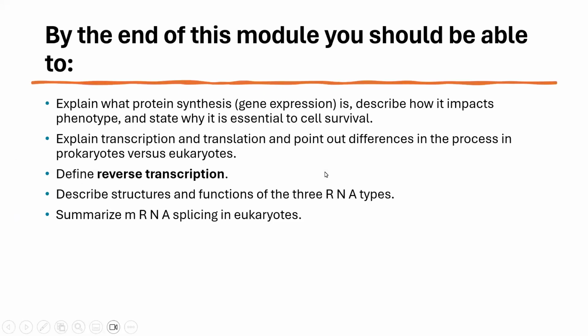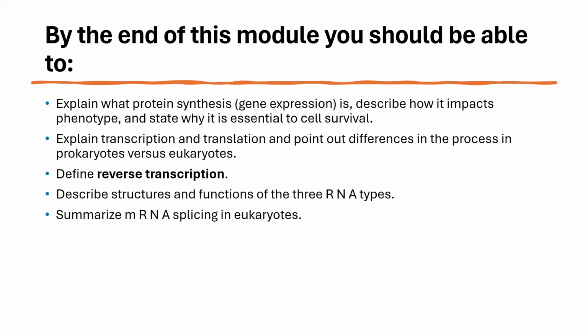By the end of this lecture, you should be able to explain protein synthesis, aka gene expression, describe how it impacts phenotype, and state why it is essential to cell survival. You should be able to explain transcription and not as much translation in this one. We'll talk more about that in the next lecture.